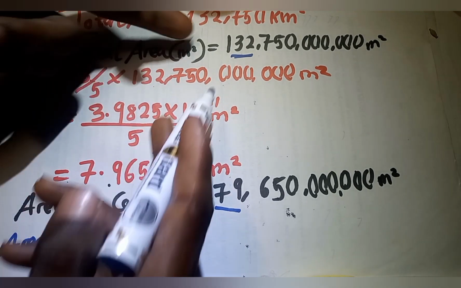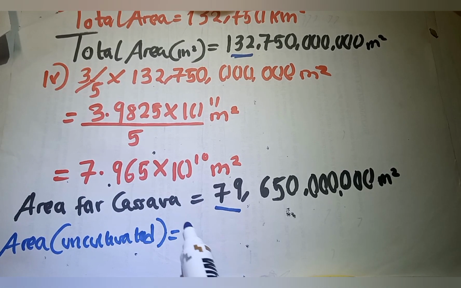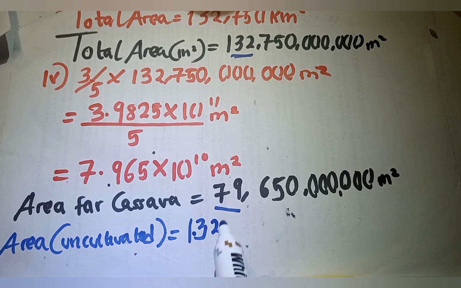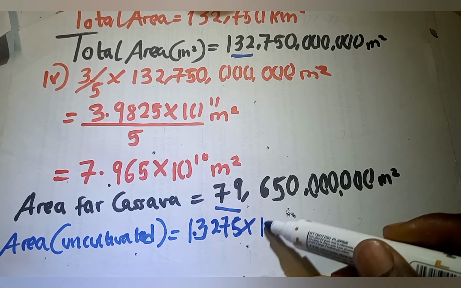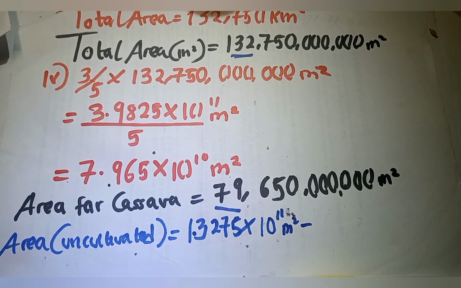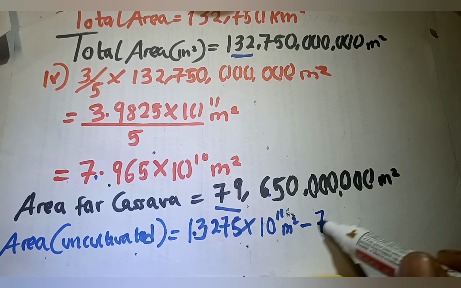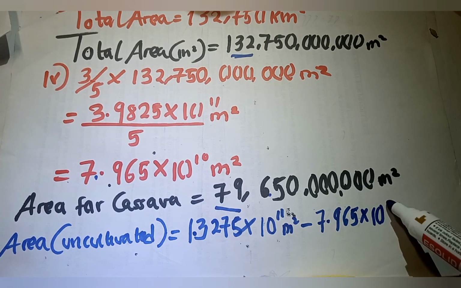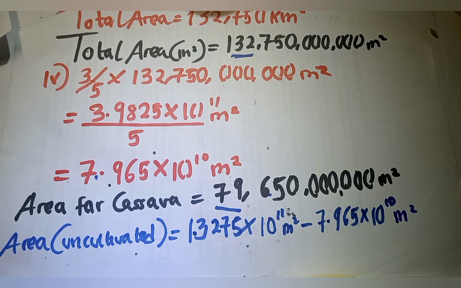132,750. You can proceed to write both in full, but I will write in standard form because of space. So that is 1.3275 times 10 to the power of 11 meter square minus, I want to write this also in standard form, which is this. This in standard form is 7.965 times 10 to the power of 10 meter square.